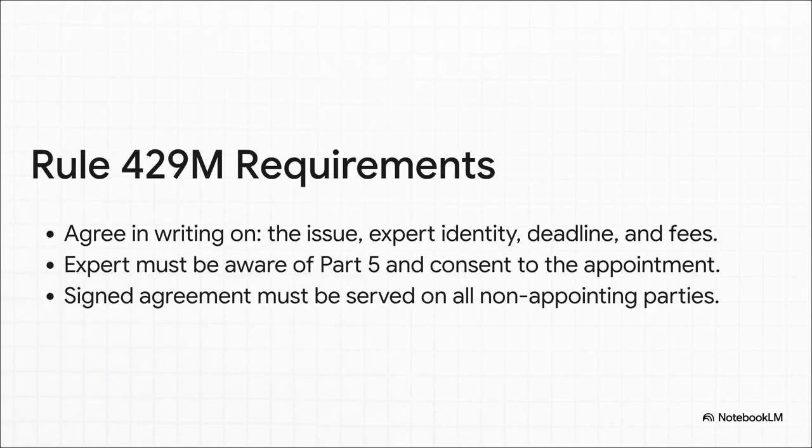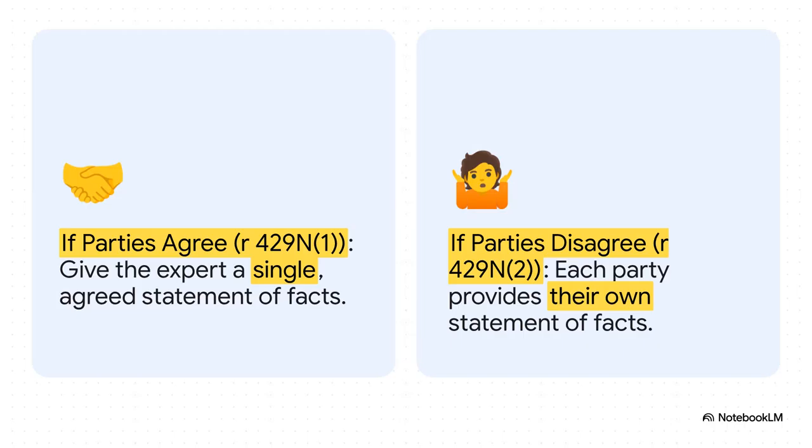Now think of Rule 429M as your non-negotiable checklist. This rule lays out the mandatory bits for a valid appointment. You have to agree in writing on the issue, who the expert is, the deadline, and who's paying. And crucially, the expert has to consent, and you've got to serve that agreement on all the other parties. If you miss a single step on Rule 429M, the whole appointment could be invalid. It's that serious.